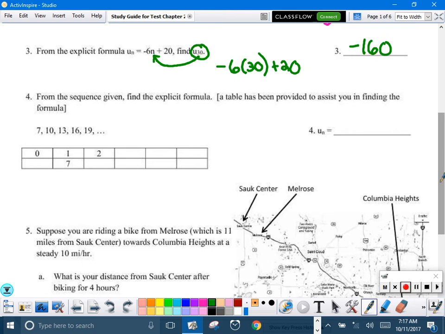Number 4, from the sequence given, find the explicit formula. A table has been provided to assist you in finding the formula. All right, so you can see the first number is 7. That has been given right there. The next number is 10. The third number is 13. The fourth number is 16. The fifth number is 19. All right. Now, the pattern is going up 3.